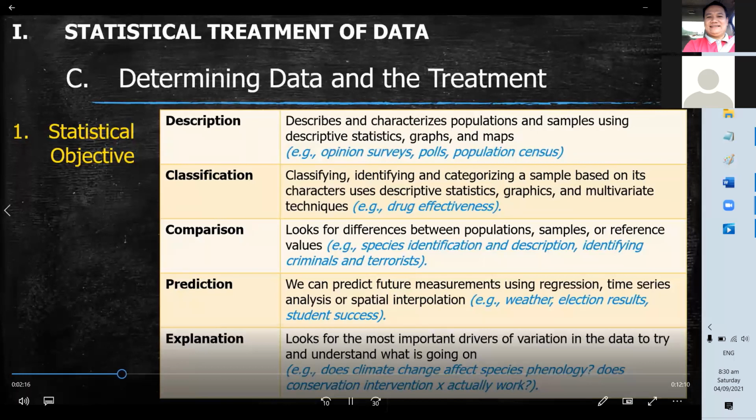Explanation, we are looking for the most important drivers of variation in the data to try and understand what is going on.